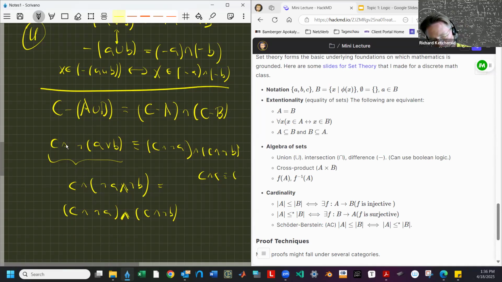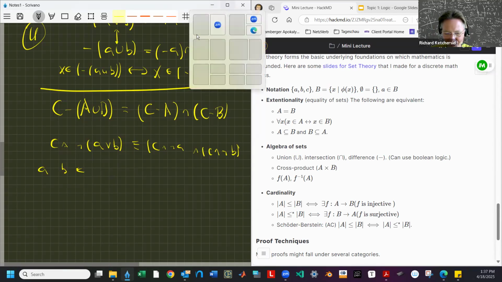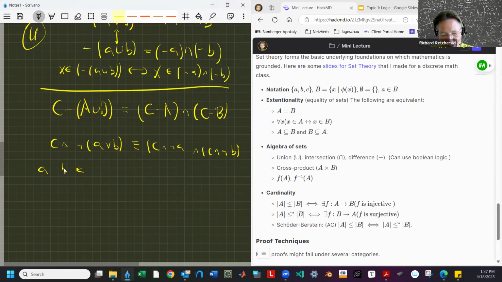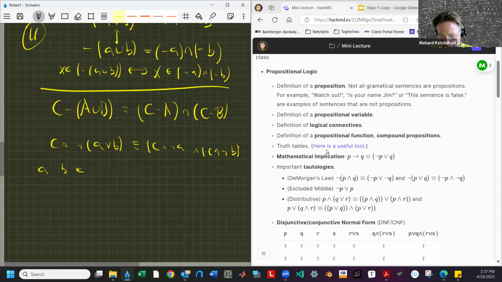If I want to just do the truth table, let me just go back and do the truth table instead. Then I have A, B, C, and then I have to figure out what these things are. So it's kind of a pain to do this truth table. Actually, you know what? Let me do this. I was going to show you this tool earlier, so let's just do this, because this is a useful tool.